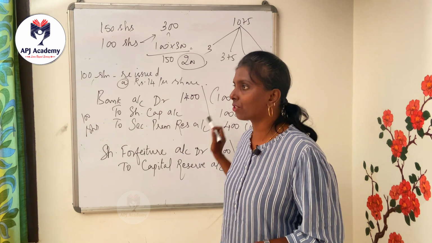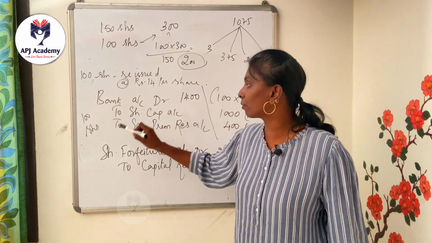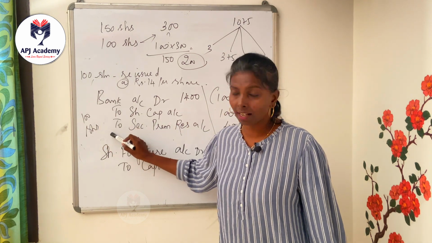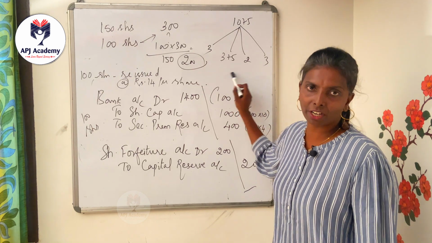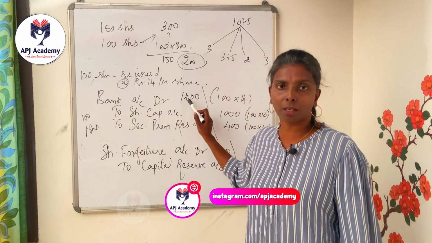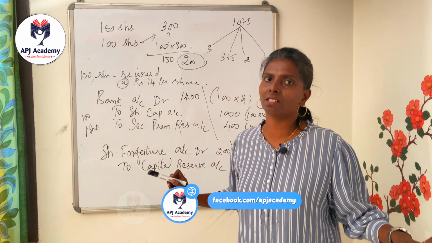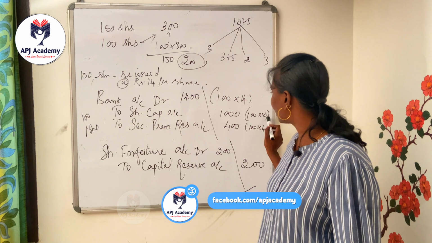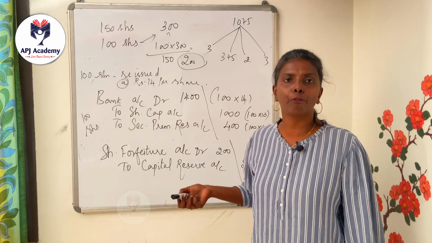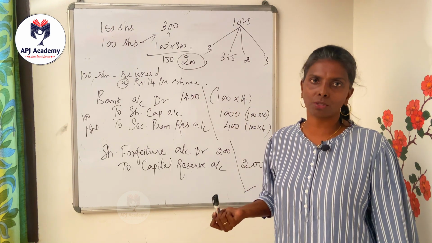So let's go with the entry again. Bank account debit to share capital account, to securities premium reserve account. 100 shares, so 100 into 14 rupees is the total amount that we receive. So bank account has to be debited with 1,400. Share capital, always remember, is the full value. That's 10 rupees, 100 into 10, 1,000. So how much is the premium? 4 rupees. 100 into 4, 400. So total comes to 1,400.